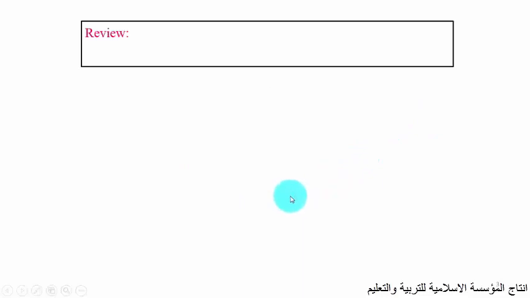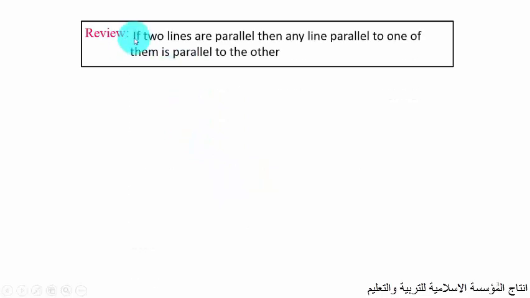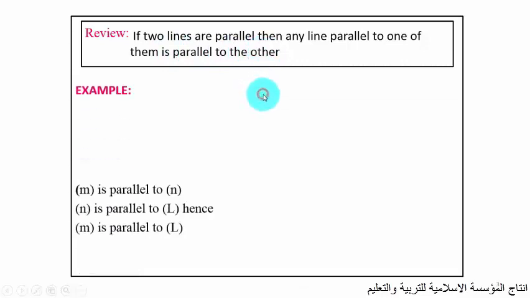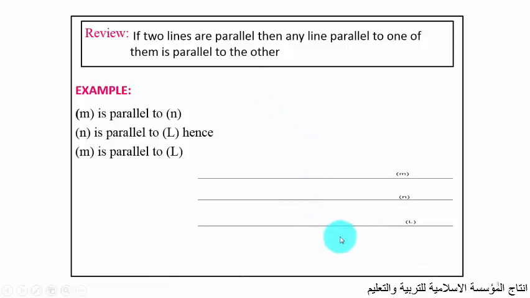Before we start explaining, we should review some properties from grade 6. 1. If two lines are parallel, then any line parallel to one of them is parallel to the other. Example. In the figure here, my students, line M is parallel to line N, and line N also is parallel to line L. So we can deduce that line L and line M are parallel to each other since they are parallel to the same line N.